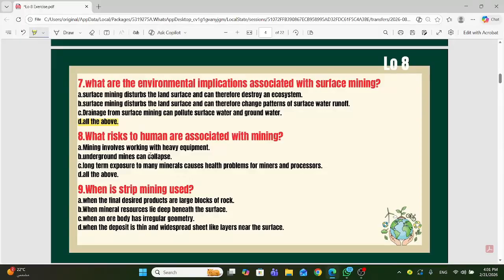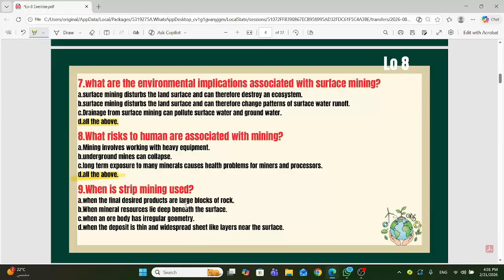طيب what risks to human are associated with mining؟ المينينج involves working with heavy equipment. طب underground mines can collapse. طب long term exposure to many minerals causes health problems for miners and processors. بقى all the above.